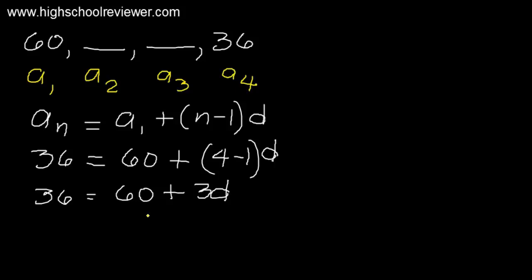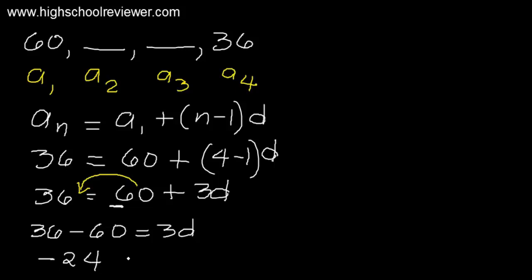So to solve for D, we need to transpose positive 60 to the other side. So if we transpose this, we will have here positive 36, and if we transpose positive 60 to the other side, it will become negative. So this will become negative 60 equals positive 3D. So 36 minus 60, this will give us negative 24 equals 3D.